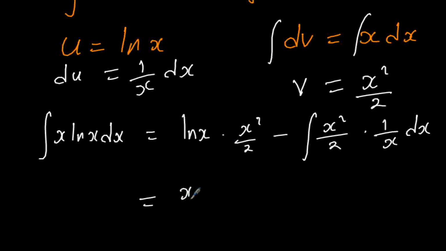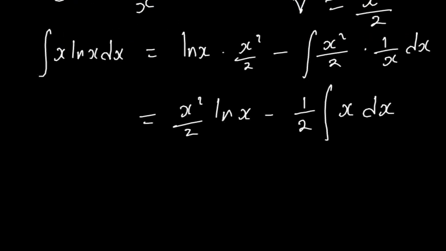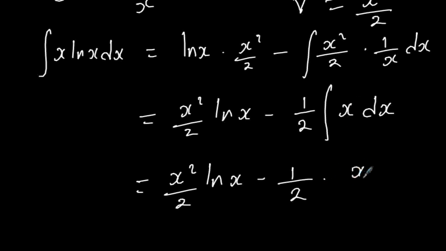This will be x squared over 2 ln x minus, I can put the 2 outside, which will be 1 over 2, the integral of x with respect to x. So that gives us x squared over 2 ln x minus 1 over 2 times the integral of x, which is x squared over 2, then plus c.